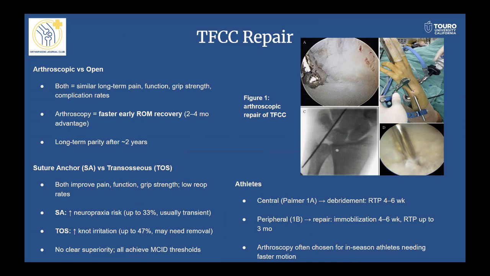And then lastly, looking at athletes specifically, in central Palmer 1A tears, where we have an avascular disc, they're debrided rather than repaired, so that return to play is really quick, like 4 to 6 weeks for low load sports, or maybe only 6 to 8 weeks for a racket sport. Peripheral and foveal tears need repair because they affect stability. So again, that means 4 to 6 weeks of immobilization and then at least 6 to 8 weeks of rehab, which means your return to play or return to work time is more like 2 to 3 months.